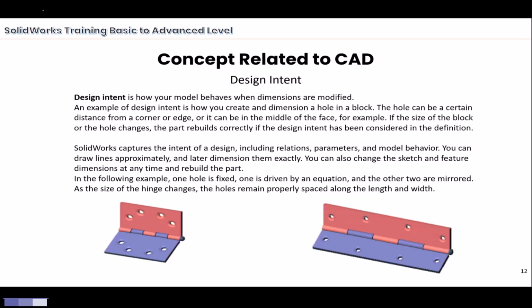So you can say design intent is how your model behaves when dimensions are modified. What it means actually is that whenever we make any model, we have to take care that if we modify the model once we create it, it is modified properly. It does not make errors. It will be rebuilt properly, rebuild meaning update properly, without making any errors. So here you can see one example.